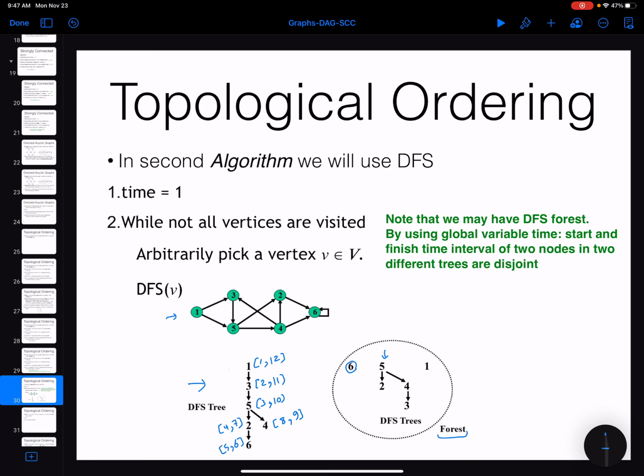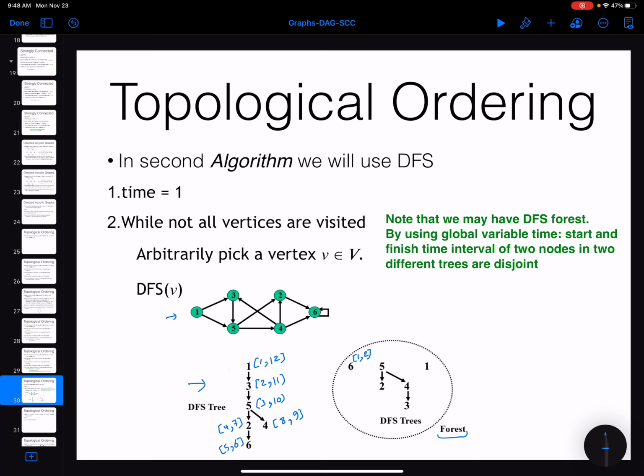Okay, so these are the start and finish times for this DFS tree. Let's just run it over this DFS forest as well. We start the DFS over 6, so the starting time is going to be 1. And from there is no other node that you can visit from 6, so the finish time is going to be 2.